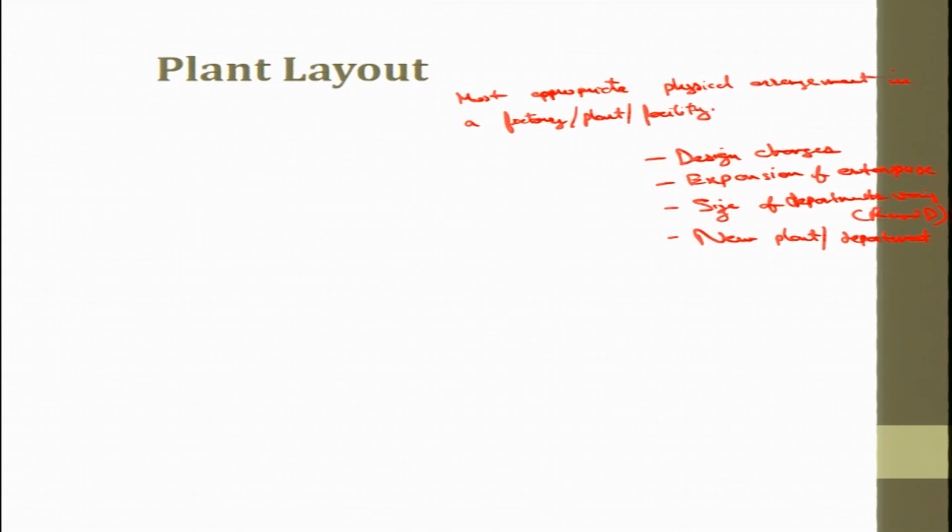Factors that influence plant layout. What are the factors? The nature of the processes which you are working on. Are we going to do mass production? Are we going to do just batch production or just a job kind of production? Or is it fixed position production?